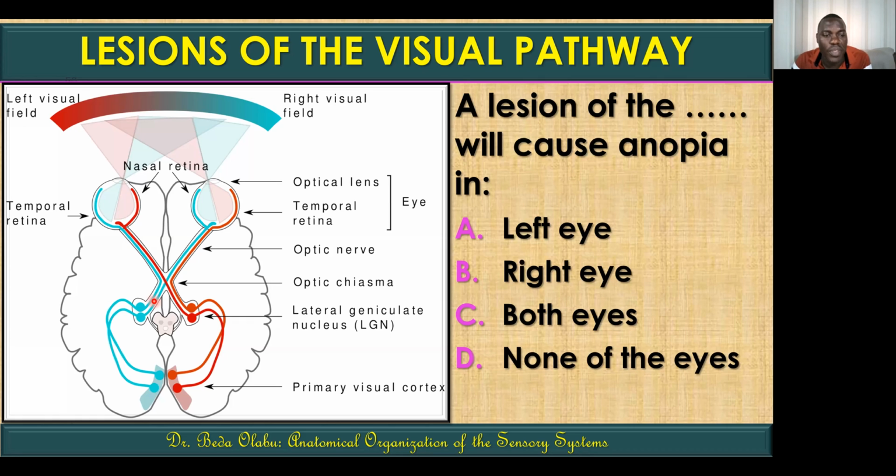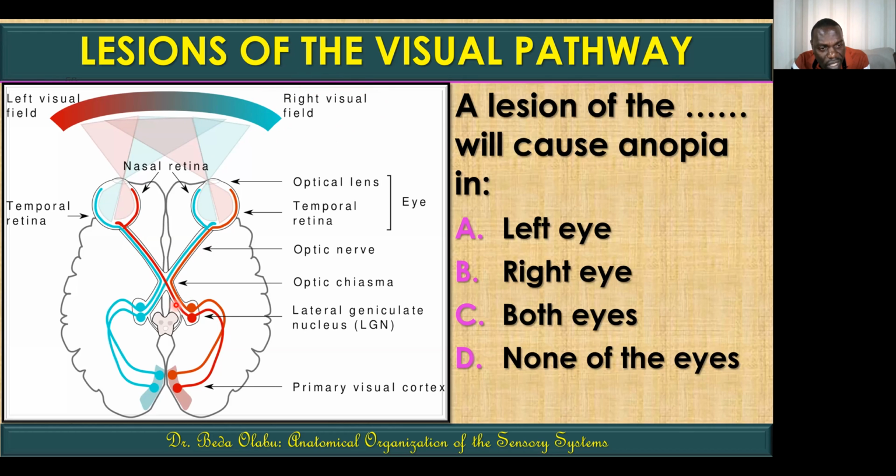Maybe you've not understood me. If you affect the left optic tract, you're affecting the left nasal and the right temporal. Left nasal and right temporal is the right visual field. If you affect the left optic tract, you lose the whole of the right visual field.